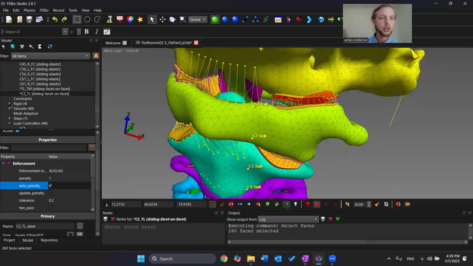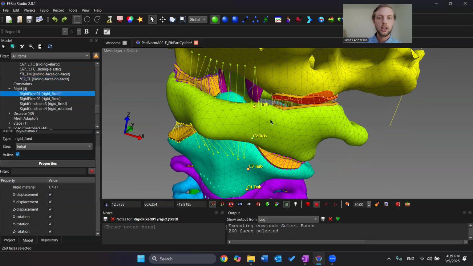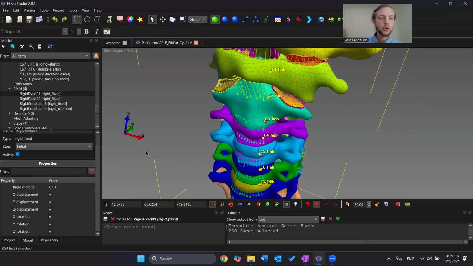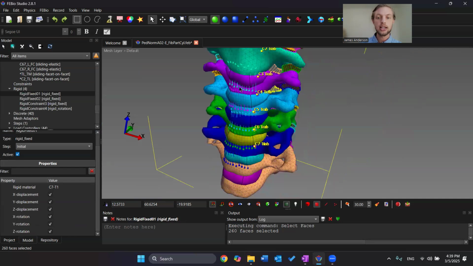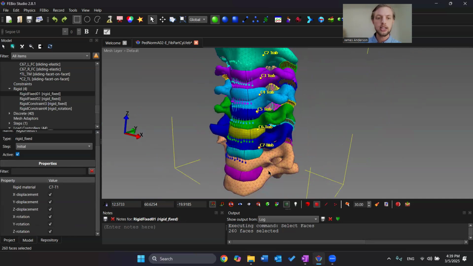Moving on to rigid definitions. So we have rigid fixed, and here we can see that the rigid material selected is this C7T1 material. So this complex down here is totally rigid and not allowed to move at all because of this rigid fixed definition. It is fixed in place in all 6 degrees of freedom. So X, Y, Z, and rotation, all 3 are checked, so it's not moving anywhere.